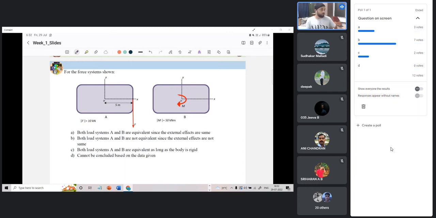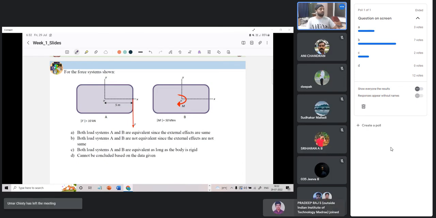Okay, so most of you have got the correct answer, which is B. The external effects are not the same. So load systems A and B are not equivalent. We cannot say that they are equivalent. For those who said that answer is A, and for those who said answer is C, okay, nobody has selected D, so that's fine. You are able to identify that there is nothing missing from the question. You can conclude based on this.